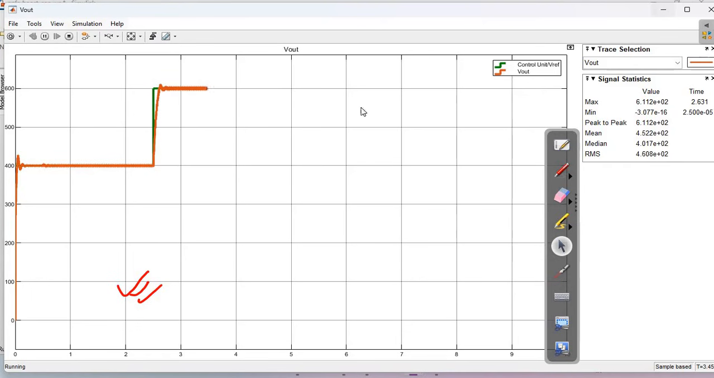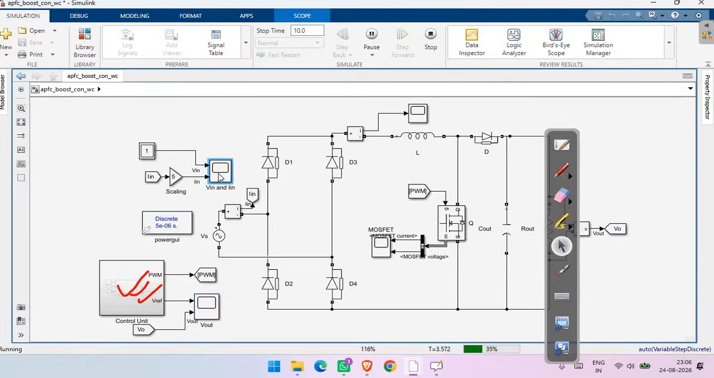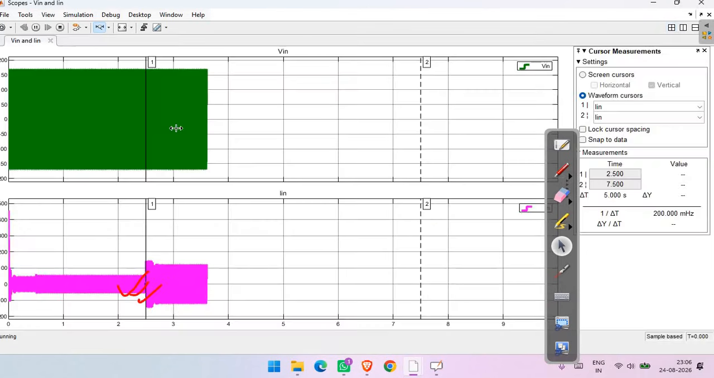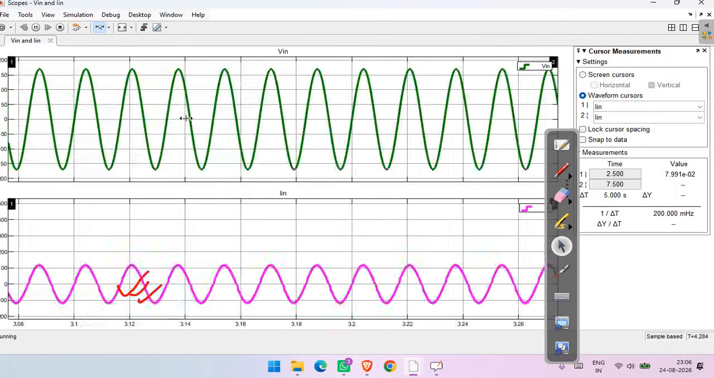And here we can compare V in and I in, which means input voltage and input current. If these are in the same phase, then we are close to our results. So zoom in and check. Here you can see the phase of the input voltage and input current.